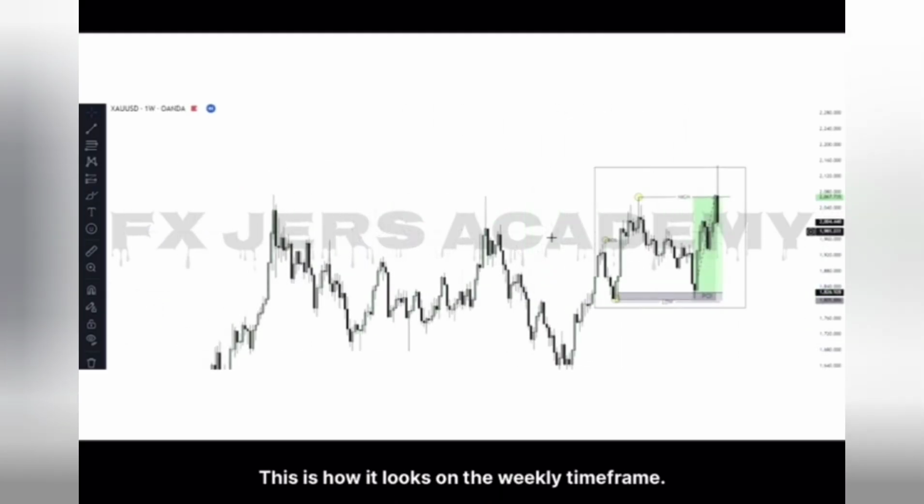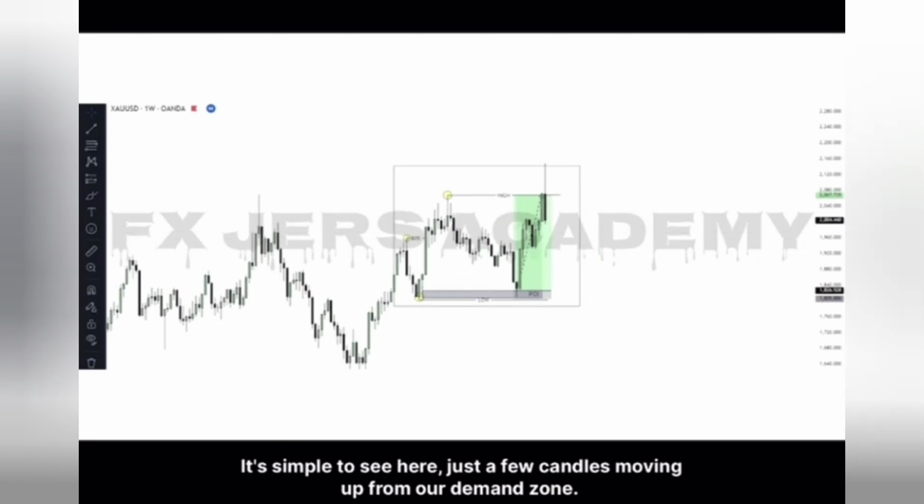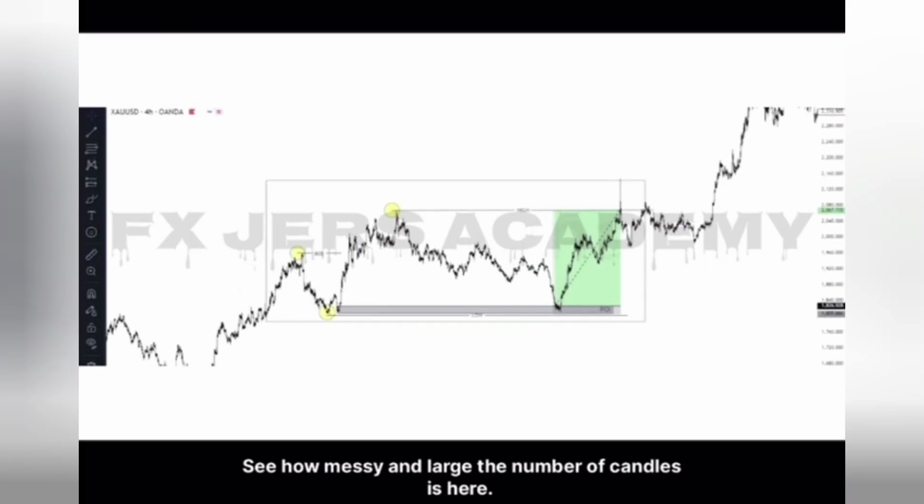This is how it looks on the weekly time frame. It's simple to see here, just a few candles moving up from our demand zone. Look at the 4-hour time frame. See how messy and large the number of candles is here. This highlights the recent break in structure and the huge move up.